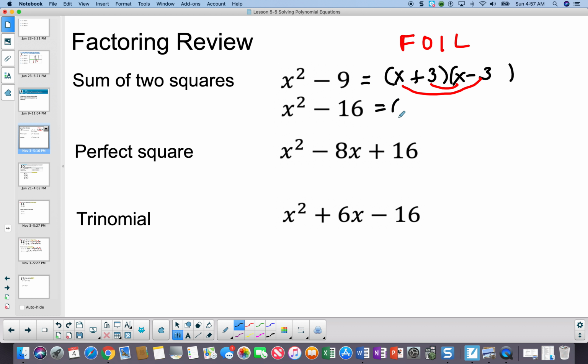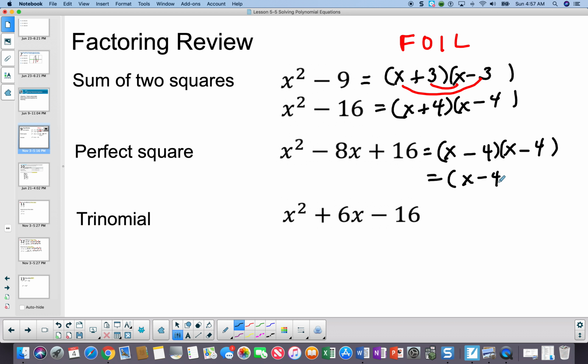One more time again. Split up the x squared, split up the 16, put a plus in one and a minus in the other. A perfect square trinomial looks something like this. Split up the x squared, split up the 16, 4 and 4, and they're going to have the same sign. They're both going to be minus, so that my outer and inner terms make negative 8x. And since they're exactly the same, that's why it's called a perfect square.